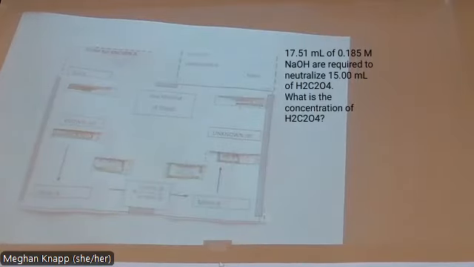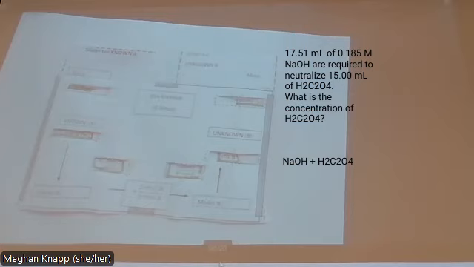All right, so as an example, we have 17.51 milliliters of 0.185 molar NaOH, and they are required to neutralize 15 milliliters of H2C2O4. And we want to know the concentration of H2C2O4. So we need an equation. So what are the two reactants in this equation? Sodium hydroxide, and the H2C2O4. This is oxalic acid. You don't need to know that name.